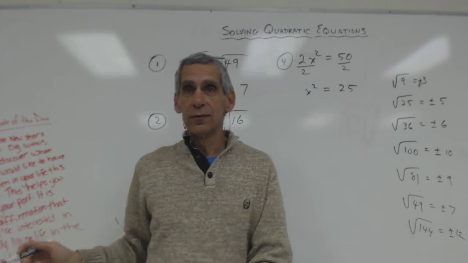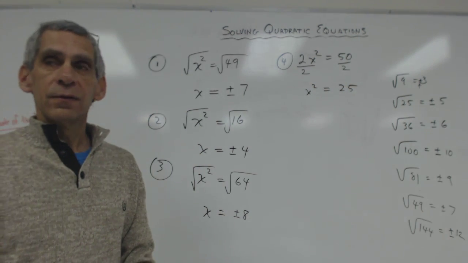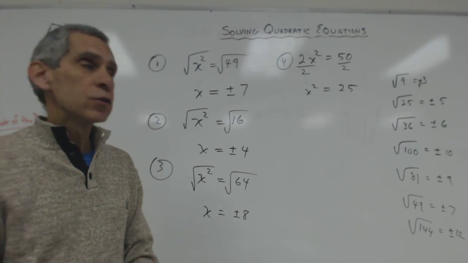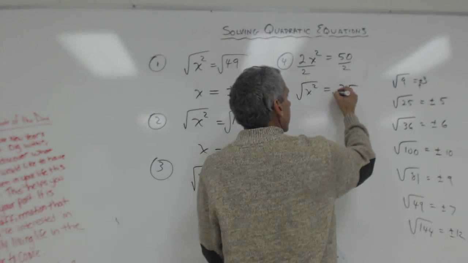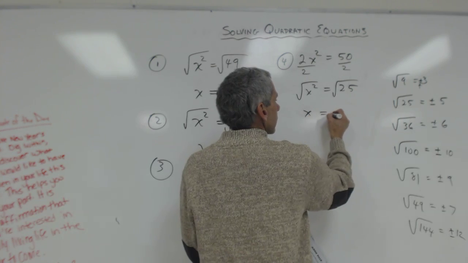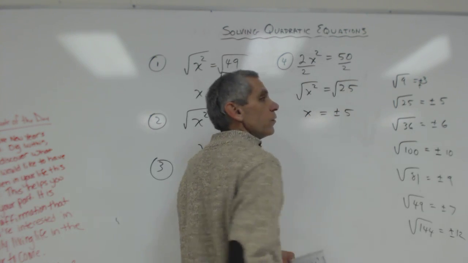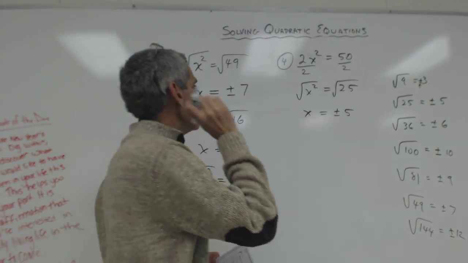Now what do I do? What goes into 25? Square root of 25 is 5. Take the square root of both sides. Okay, x equals plus or minus 5. Beautiful. That's right. Well done. I love how you got it.